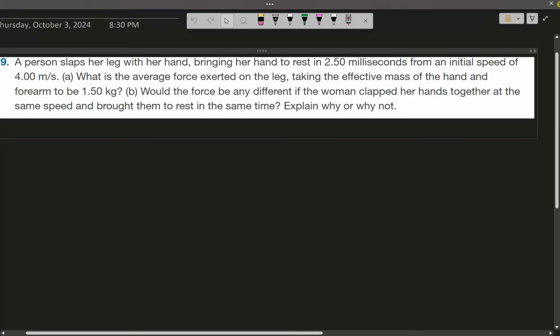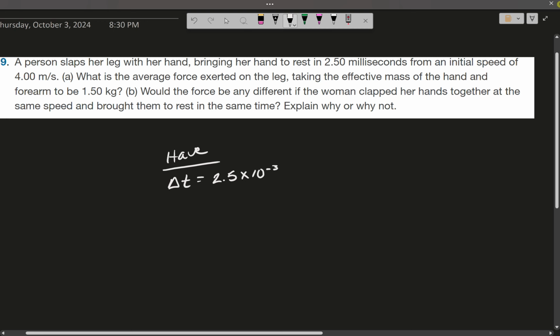A person slaps her leg with her hand, bringing her hand to rest in 2.5 milliseconds. So we have change in time is 2.5 milliseconds, from an initial speed of 4 meters per second. We also can pull from this that the final speed, the final velocity, is going to be 0 because her hand is at rest. And we want to find the average force that's exerted on her leg, assuming that the mass of the hand and forearm are 1.5 kilograms.